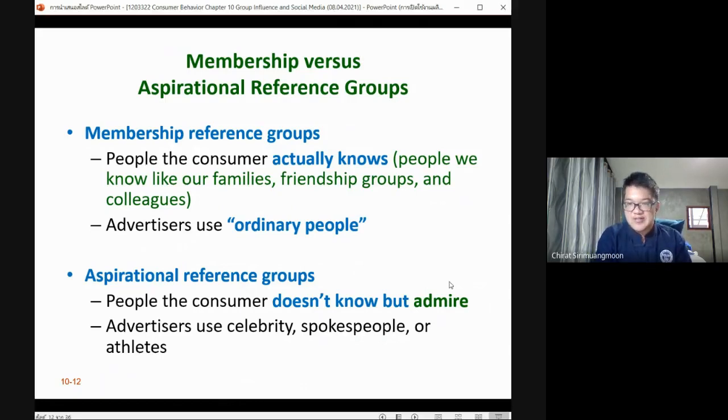If you want to draw attention from a large group and your product is for regular or normal use, not something expensive or very dangerous, you tend to use ordinary people, in terms of the membership reference group. But if you want to have a huge impact, and many people focused on and interested in your products, you tend to use the aspirational reference group, and then you are going to use famous people.